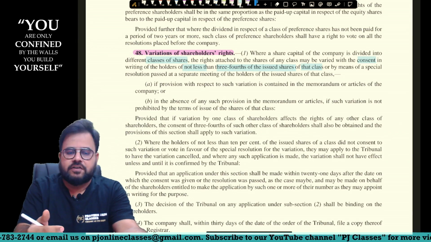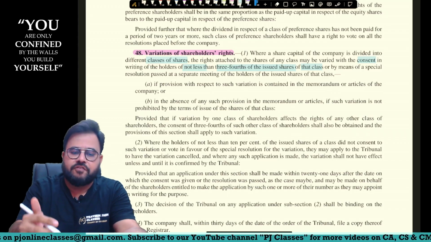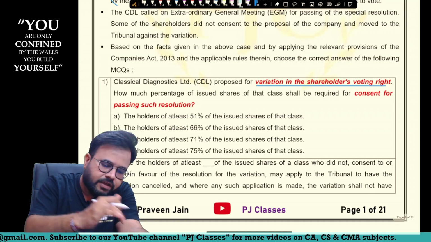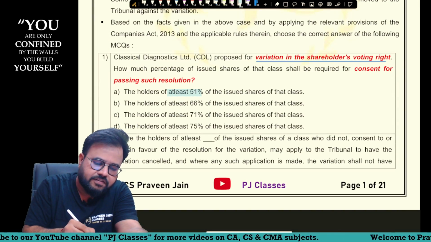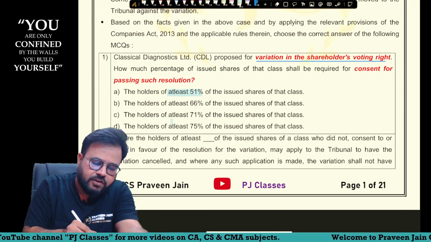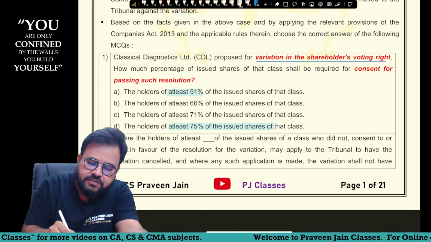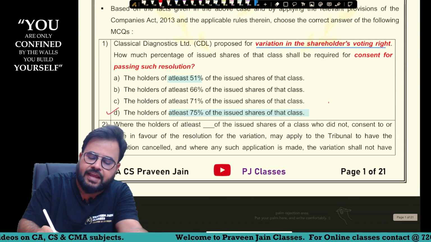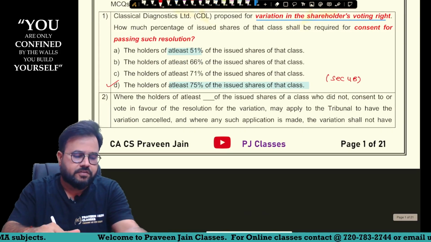In other words, 3/4 of the members should give approval. That is nothing but passing a special resolution. So what were the options? A was at least 51%, B 66%, C shareholders of at least 71%, D holders of at least 75% of the issued shares of that class. As per section 48, this is the answer. D is the proper answer.